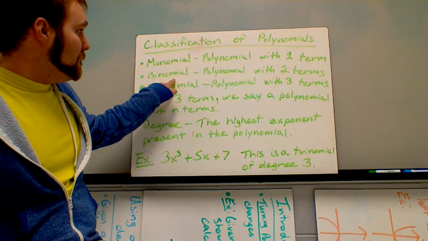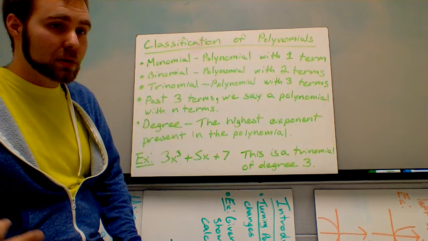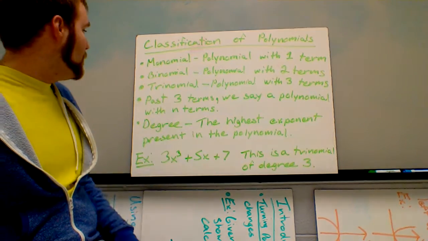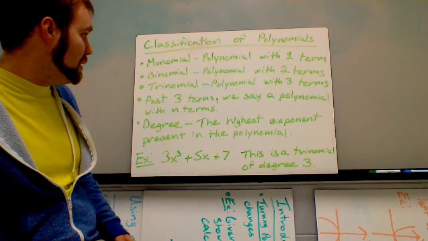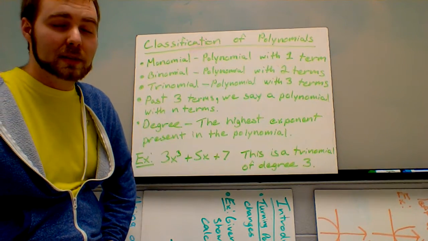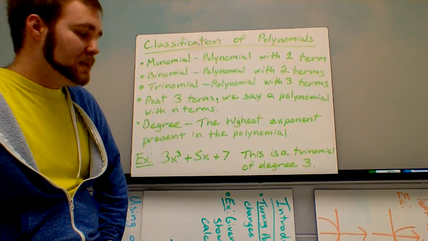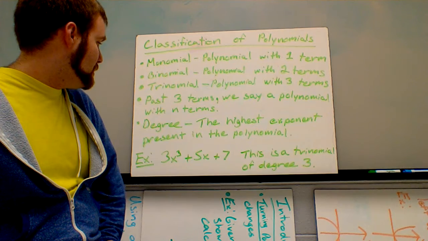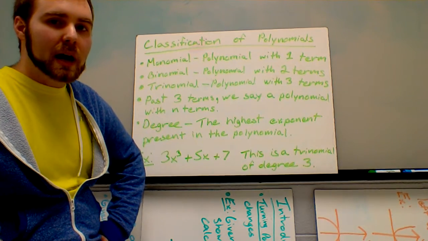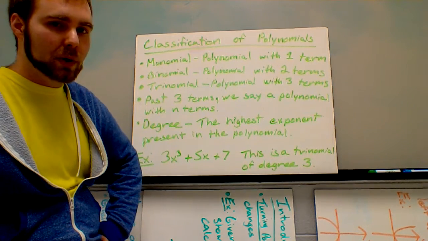Other one, binomial, that's a polynomial with 2 terms. And then trinomial is a polynomial with 3 terms. You can keep going on and on. After 3, we're just going to start saying that it's a polynomial with n terms. So if I got 5 terms, I'm going to say it's a polynomial of 5 terms. That's just going to save us a little time. And when we talk about the degree, that's just the highest number exponent that we have in the entire polynomial.